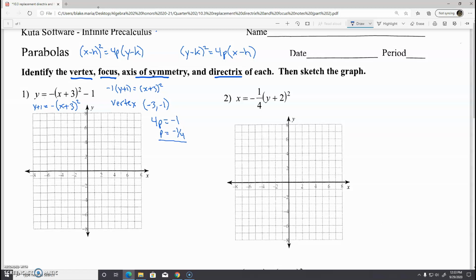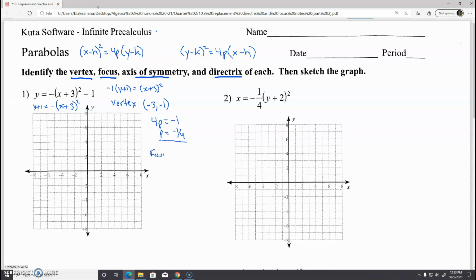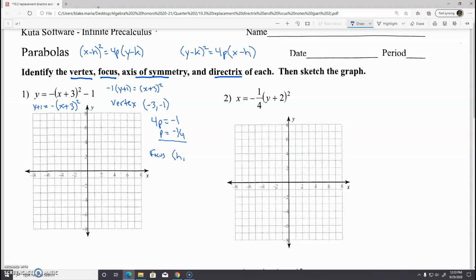That tells us we're opening up and down, because our x squared is up and down. P is negative, so we know we're opening down. So we can find our focus and our directrix. If you look at yesterday's notes, you'll notice if you're opening up and down, wherever your vertex is, your focus and your directrix should be above or below that. So we're changing our y coordinate by adding p to it. It's whatever your y coordinate is plus p.